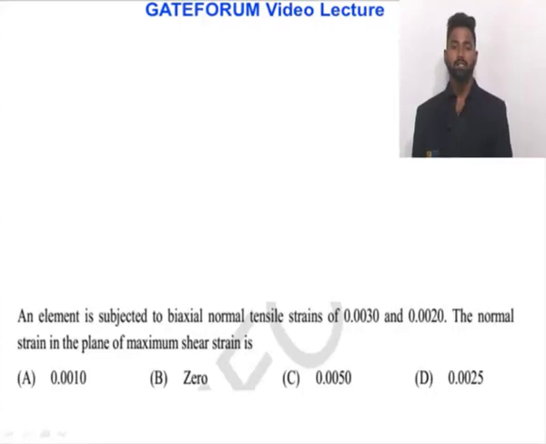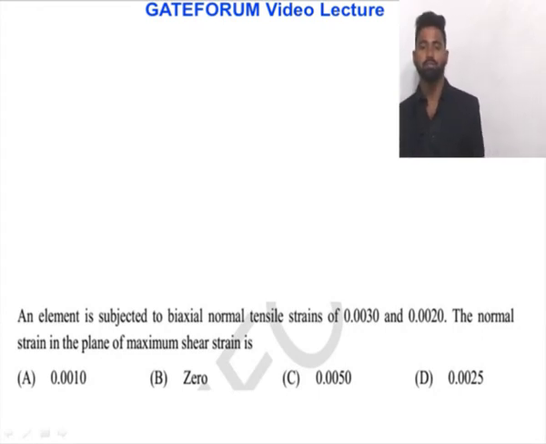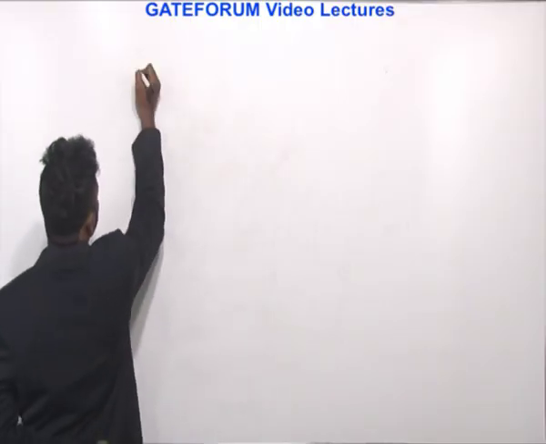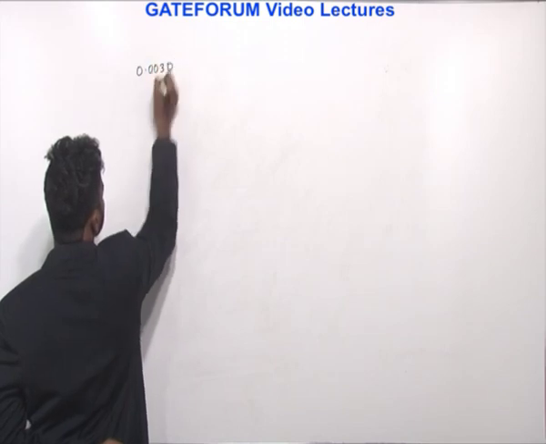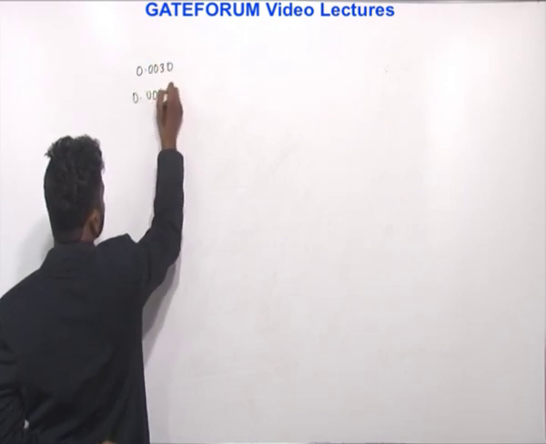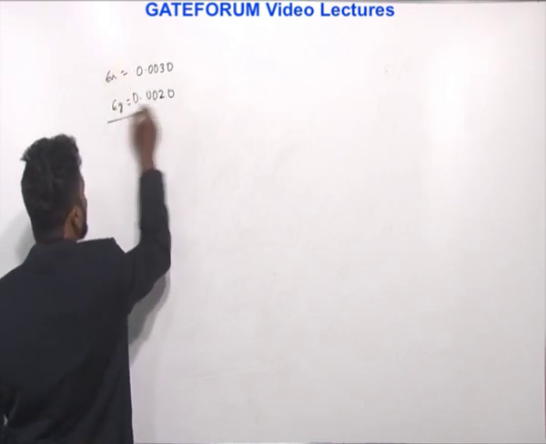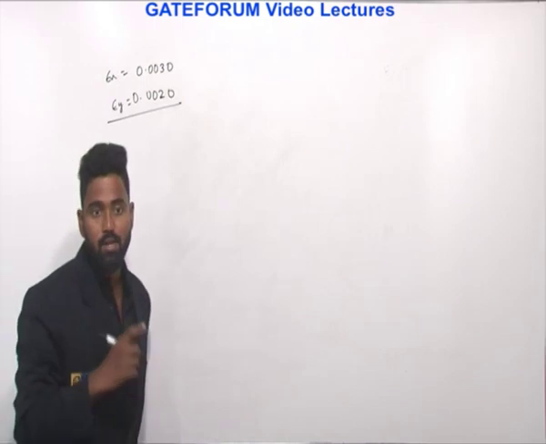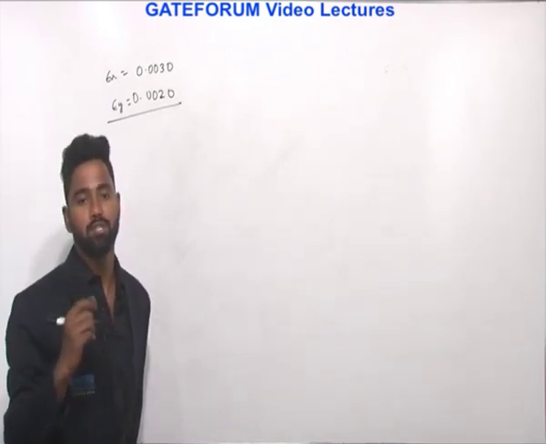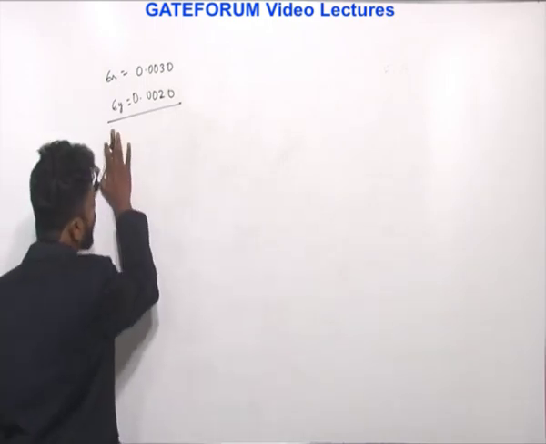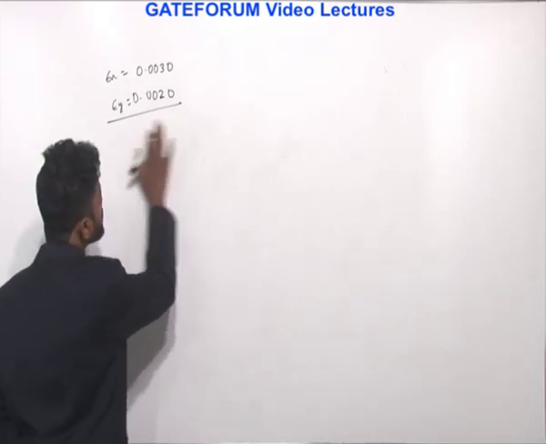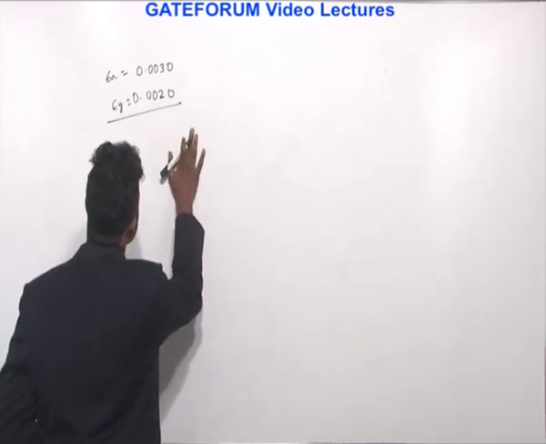An element is subjected to biaxial nominal tensile strains of 0.0030 and 0.0020. The nominal strain in the plane of maximum shear strain is? So he is saying that the element is subjected to nominal strains of 0.0030 and 0.0020. So these are the strains, let us say εx and εy, and he is asking for the normal strain in the plane of maximum shear strain.